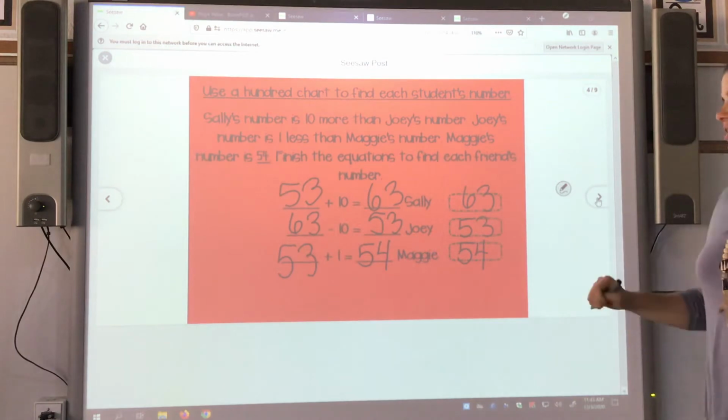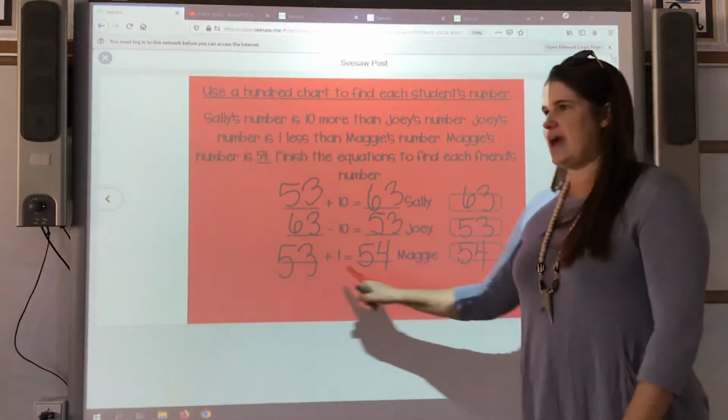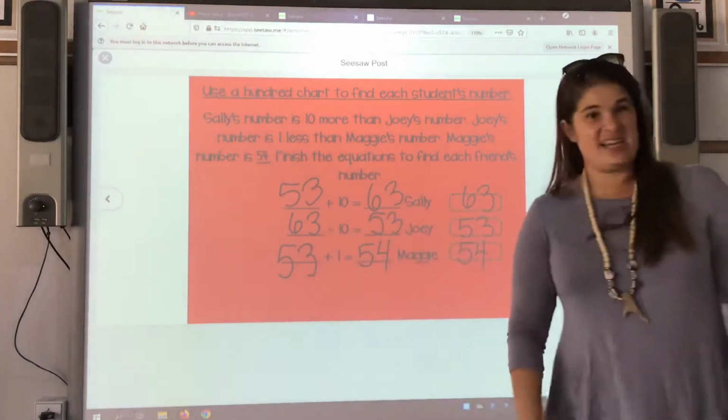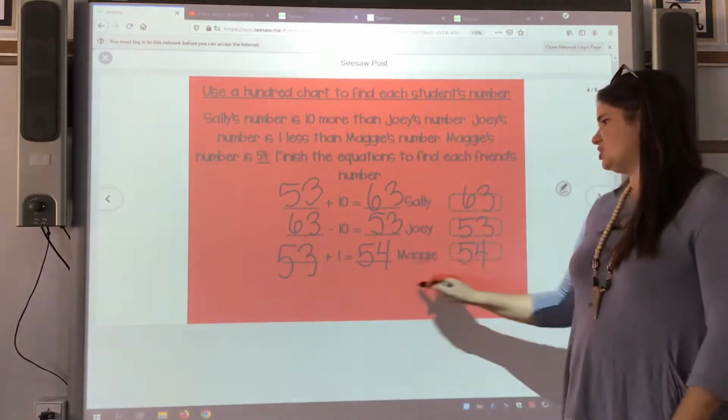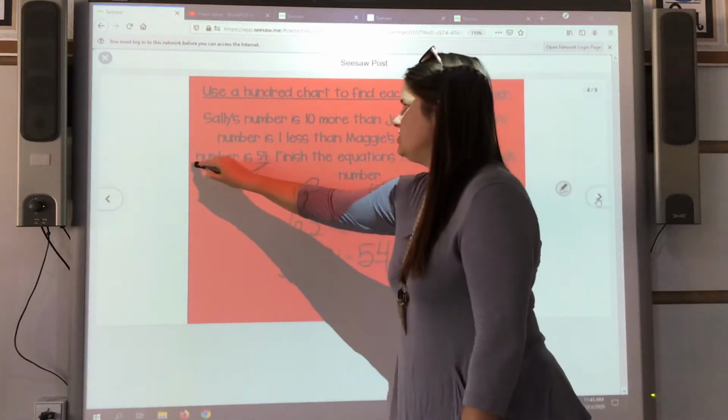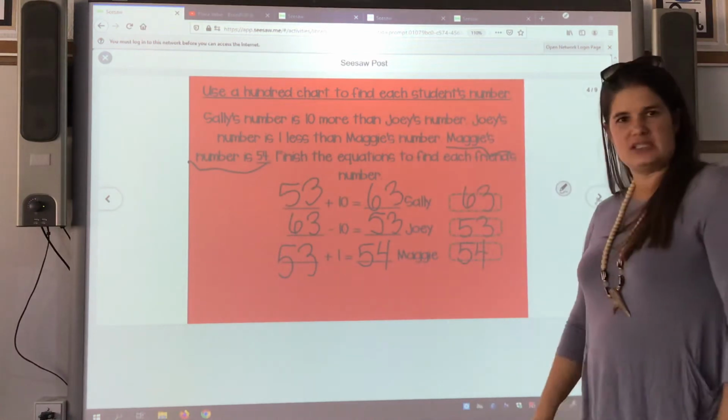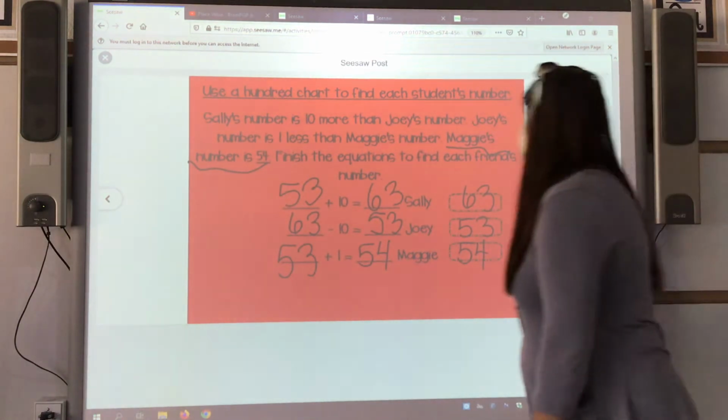I know this one's a little tricky, but if you start and work backwards, that makes it a lot easier. So start with that last person's number. Whoever's number it gives you, try and start with that person's number so that you can work backwards.